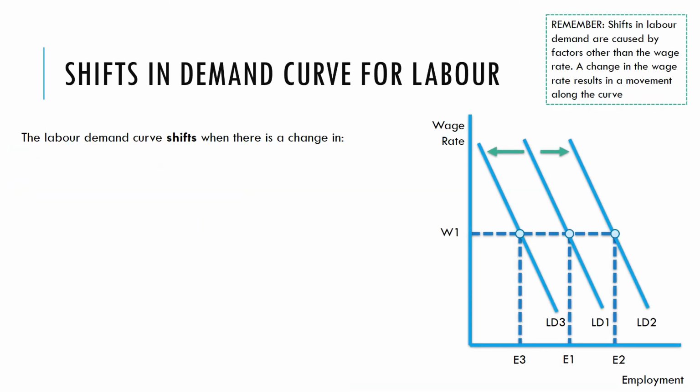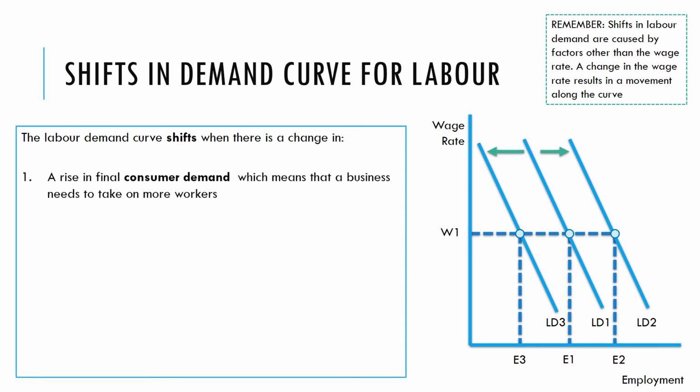So the demand curve for labour can also shift, and it can shift to the left, a decrease in demand, or shift to the right, an increase in demand. And these are factors that would cause a shift. So if there was a rise in final consumer demand for the products that are being made, this means the business has to take on more workers and would shift the demand for labour to the right.